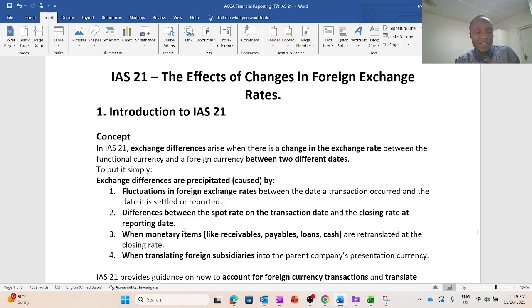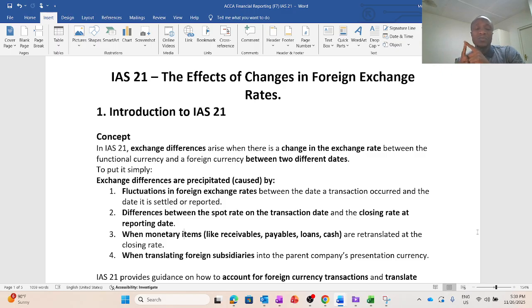Because if the transaction rate, for instance, if I have to pay $1,000 to a supplier. Now, if I'm going to make the payment today, which is the transaction date, the exchange rate, let's assume, is 20 leones per dollar. So I'm going to make a payment of 20,000 leones for the $1,000 payment.